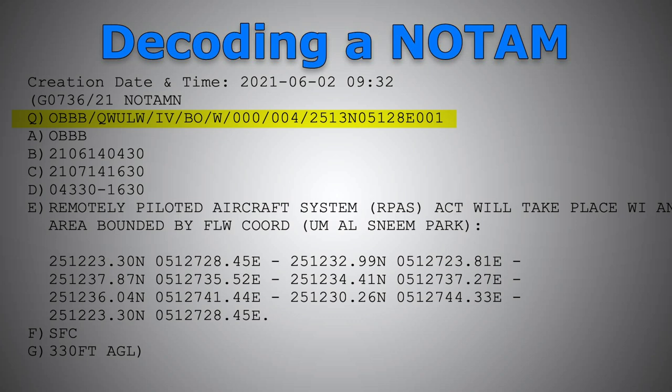And then next we have the lower and the upper limits for this NOTAM. The 000 and then /004. That means this NOTAM is valid from the surface up to 400 feet MSL, above mean sea level. Okay? The upper and the lower vertical limitation of this NOTAM. And then followed by the coordinates, the pinpoint coordinates of the activity or where the NOTAM is in effect. So if you pinpoint these coordinates on a map, you will find exactly where the NOTAM is. And then after the east, you will have 001. This 001 is the radius. What is the range of this NOTAM? It is 1 nautical mile, okay?